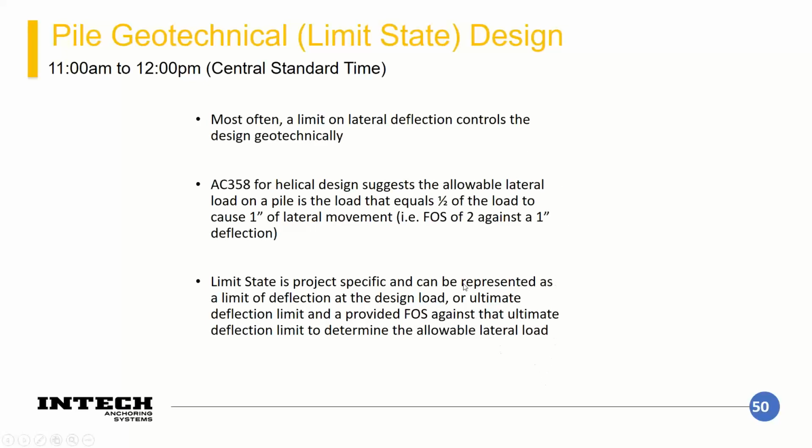So it could be a limit of the ultimate deflection, and then you provide a factor of safety against that to determine your allowable load. Or they could just say, we have a limit at the allowable load of 1/2 inch, so don't go beyond that. And really you need to unpack that. What is the limit for this structure? Because that's going to be really critical for determining what pile type you need, what spacing you may need, et cetera, to make sure you're designing to meet that condition.